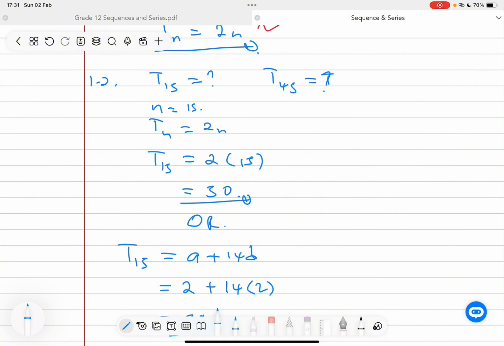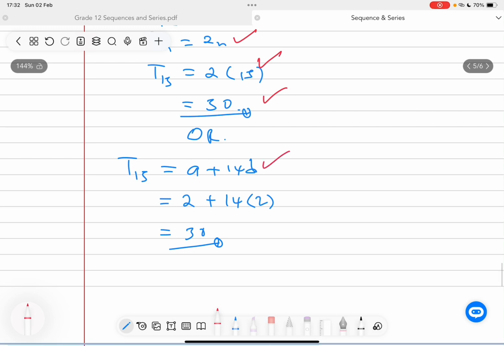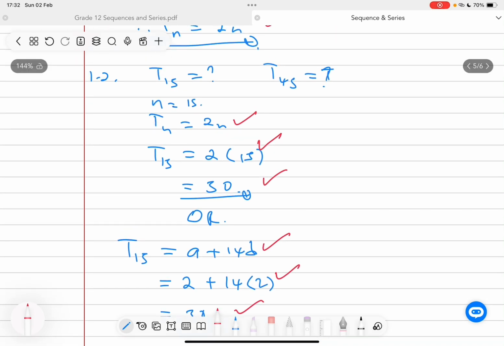Now this question is marked out of 6, so it means finding the first part, the 15th term, should give you a 3, and also this should give you a 3. This is to say that they will mark you this substitution and final answer. They will mark you this substitution and final answer as well. So any of these two methods will give you 3 marks.